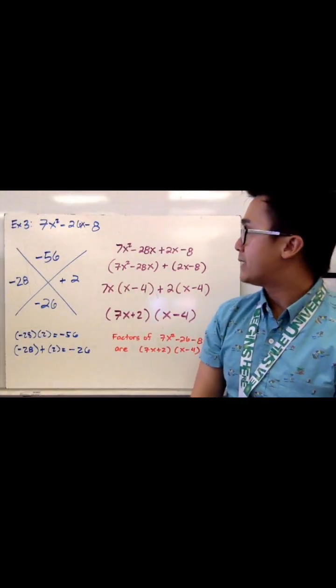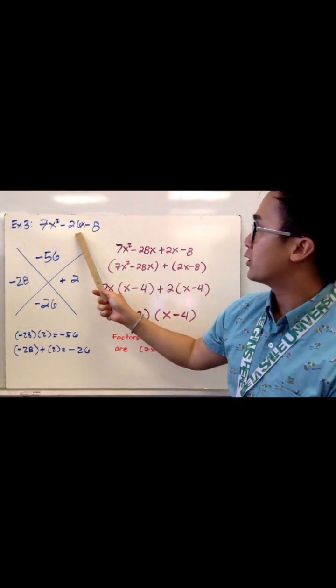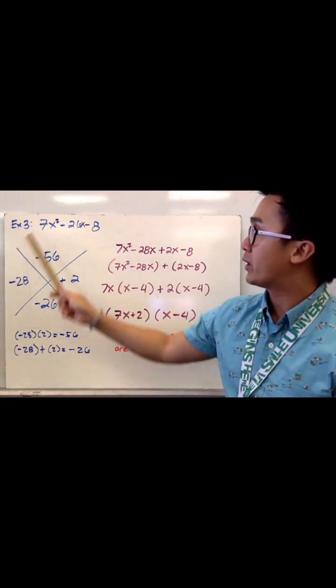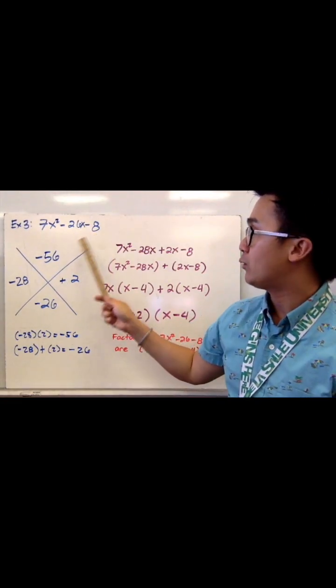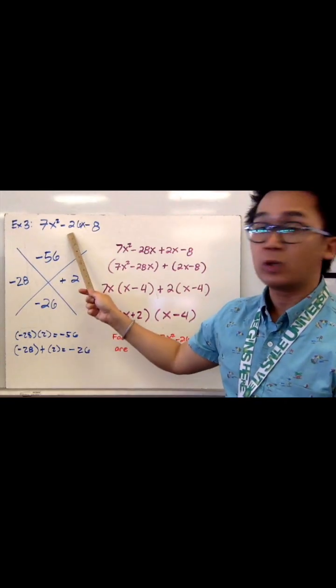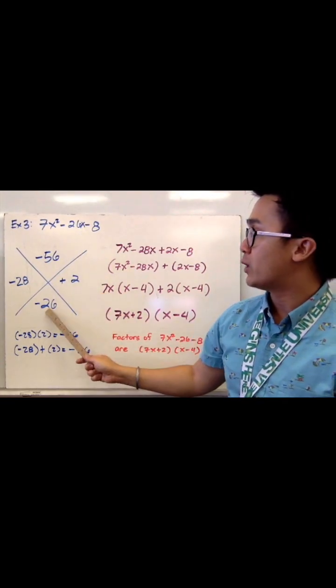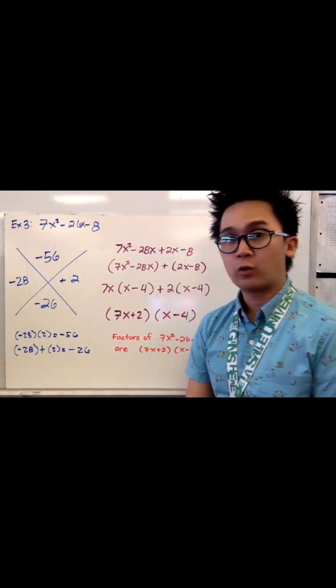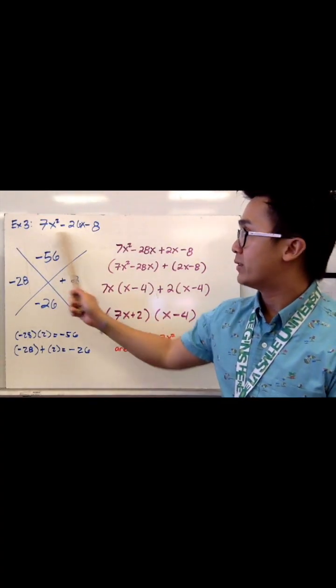And now for our third example, we have 7x squared minus 26x minus 8. So just like what we did before, we're going to multiply 7 and negative 8, which is negative 56. And we'll use the middle term, which is negative 26, as our guide to find the perfect factors that we're looking for that will match our quadratic equation.